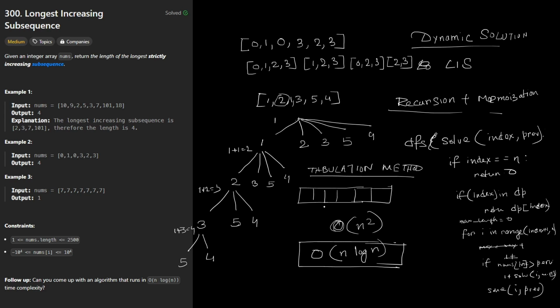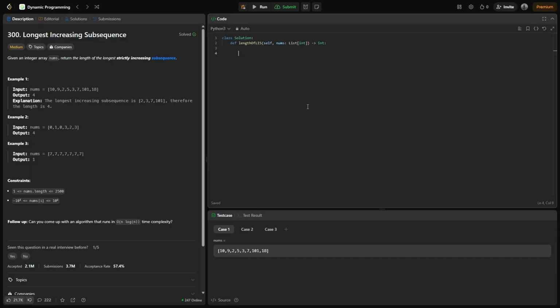Now let us jump to the Python solution. The first thing that we need to do, we need to initialize our n. N is going to be length of our nums. And then for dynamic programming, we can assign dp, which is going to be a dictionary. Then let me create the function called solve, where we are going to pass in the index and the previous value. The base condition: if index is equal to n, in that case I can say return 0.